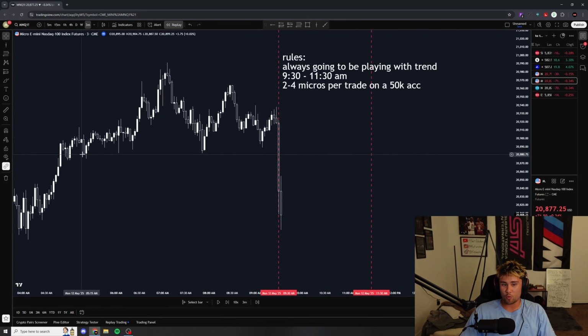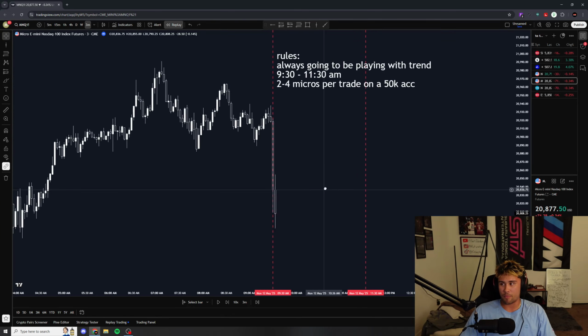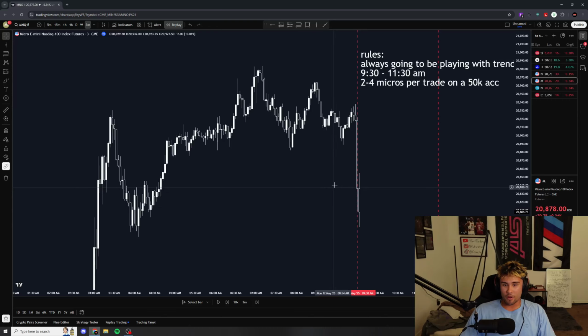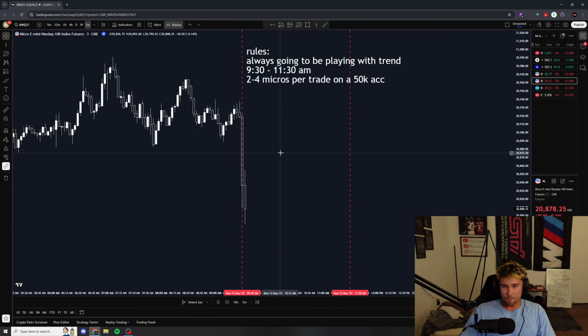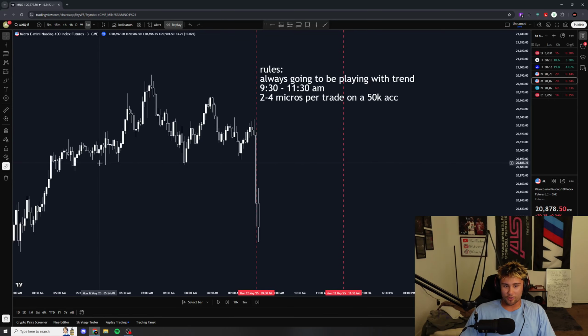Boom, right off of open, we dump. Now, I am going to have a bearish bias here. The reason I have a bearish bias is, well, because that's a very bearish down move. We also had these lows that we were holding repeatedly.